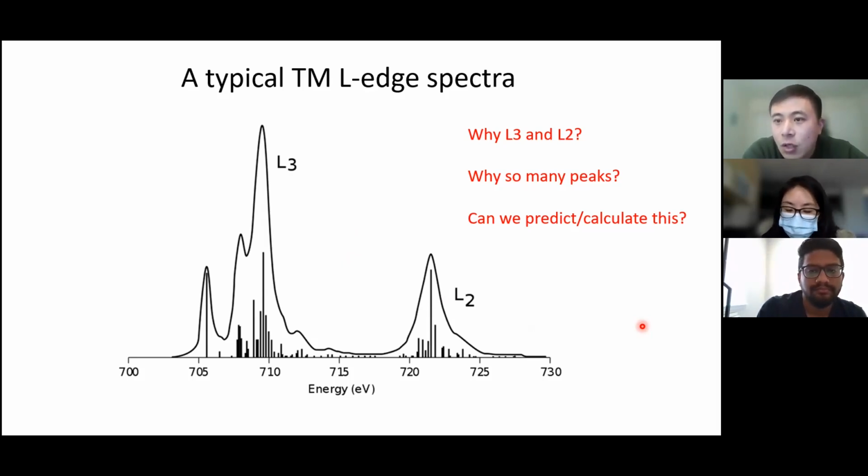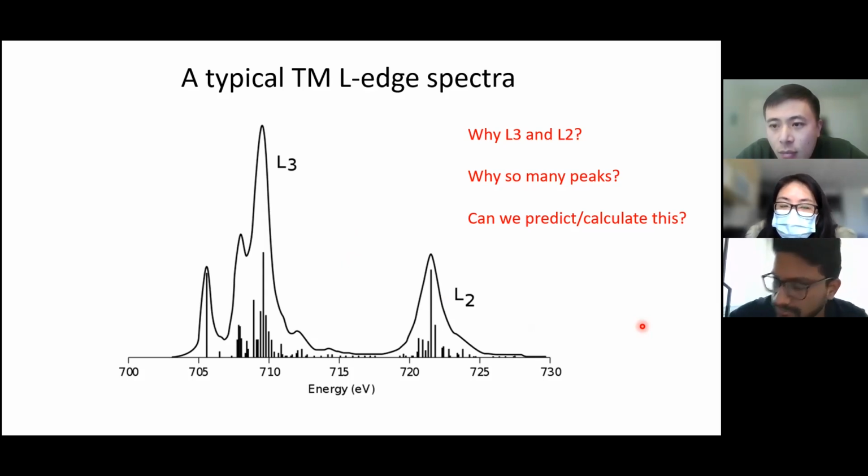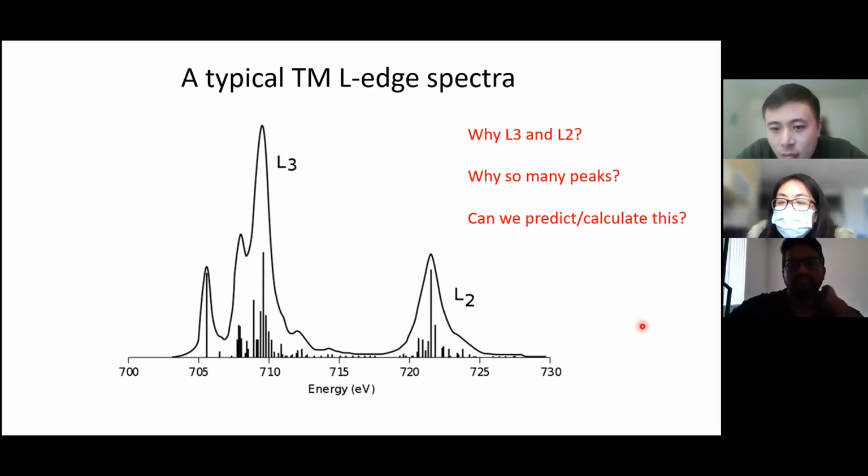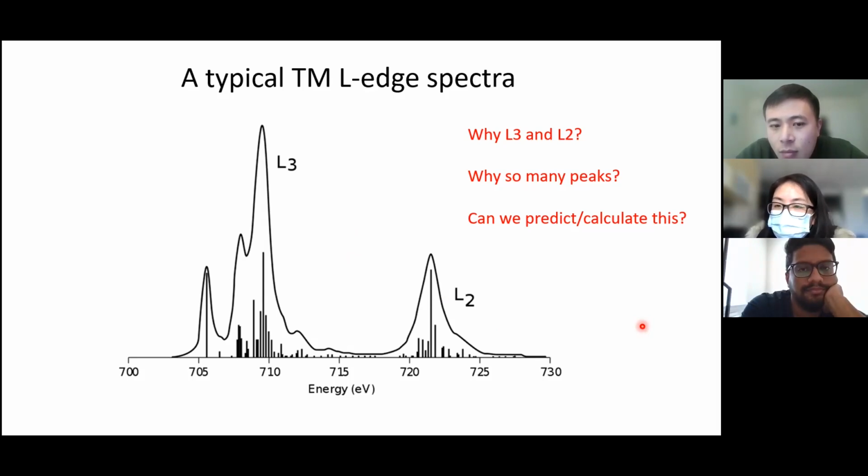May I ask a question? Sure, yeah. I always got the impression that L2 and L3 have a similar spectrum shape. However, L1 is very different from them. So I'm wondering, is there a fundamental mechanism or explanation about that?